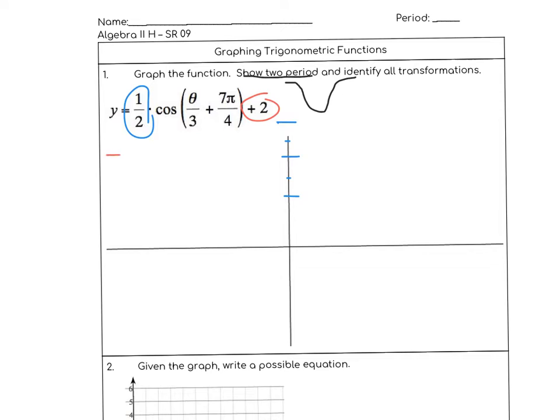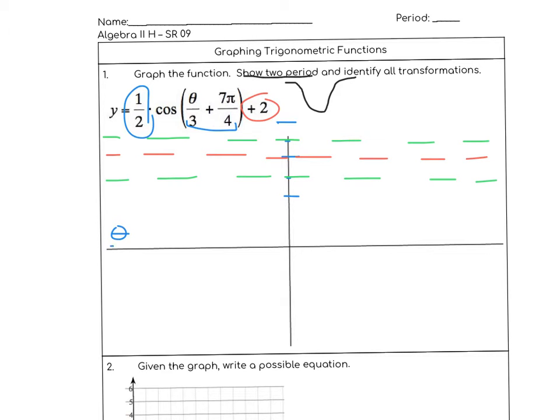Alright, let's sketch out my midline just so we have something to work from. I'm going to sketch out my amplitude lines just so we know where our graph is going to exist. All right, next let's find some starting points and ending points for us. We're going to use our equation here, and this is what's going to help us find the starting point.